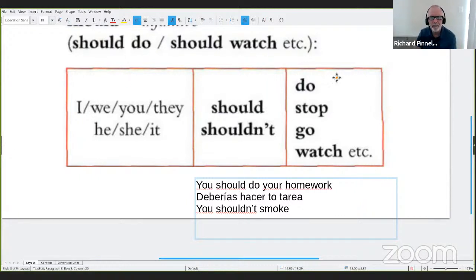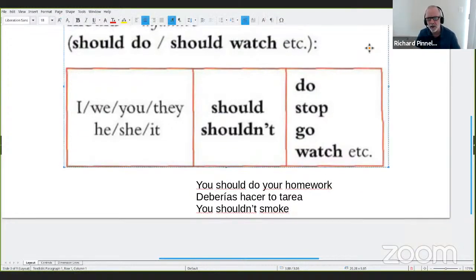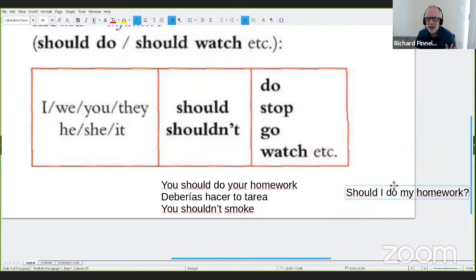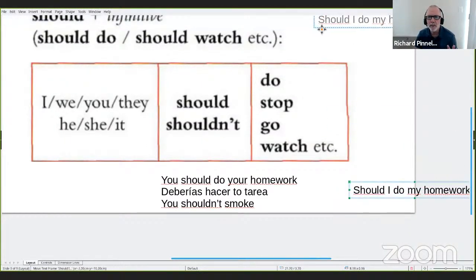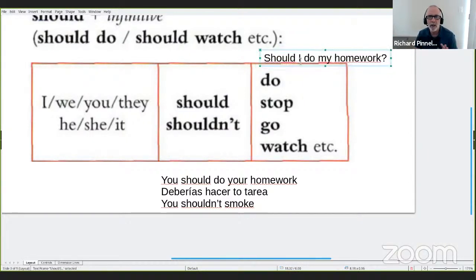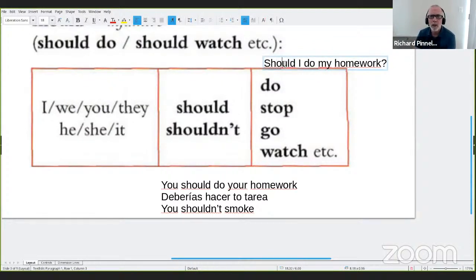You can use should to ask for recommendations as well. If you want to form the question, what you need to do is cambiar el orden de las palabras. Should I do my homework? Es como, debería hacer mi tarea. Es como, ¿tú crees que es buena idea que haga mi tarea? Si hacemos preguntas con cualquier modal, simplemente tenemos que cambiarlo y ponemos el verbo auxiliar should en este caso primero, seguido por el sujeto, seguido por el verbo principal.